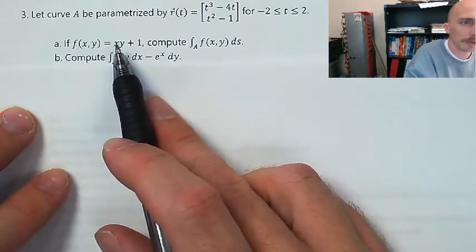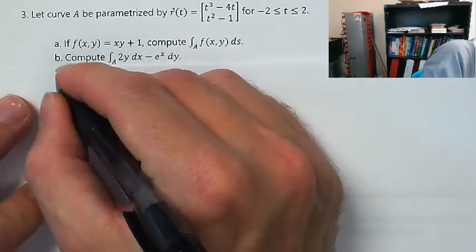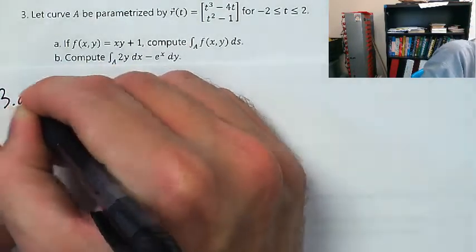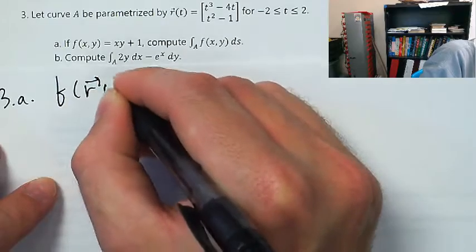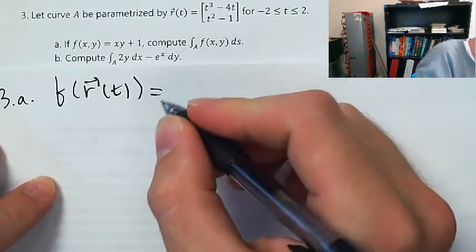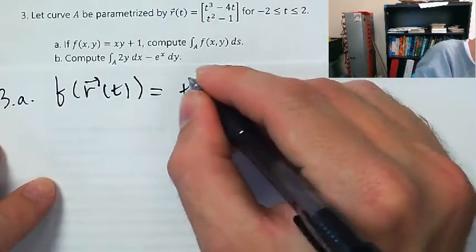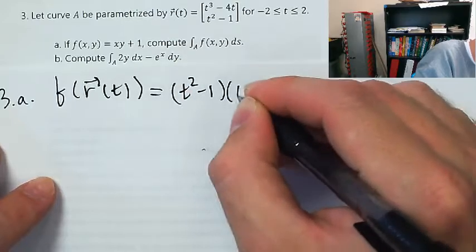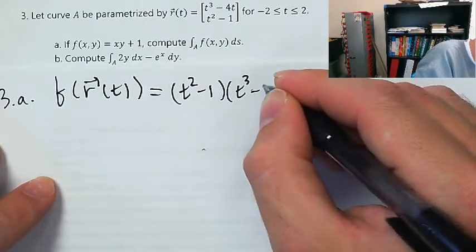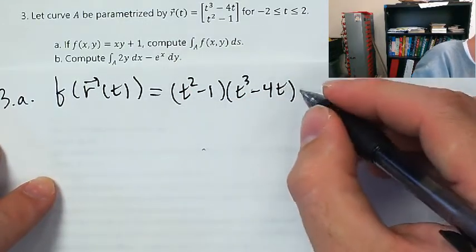F of xy is xy plus 1. So I'm going to need f of r of t. All right, so xy, I guess that's yx, that's the same thing, plus 1.